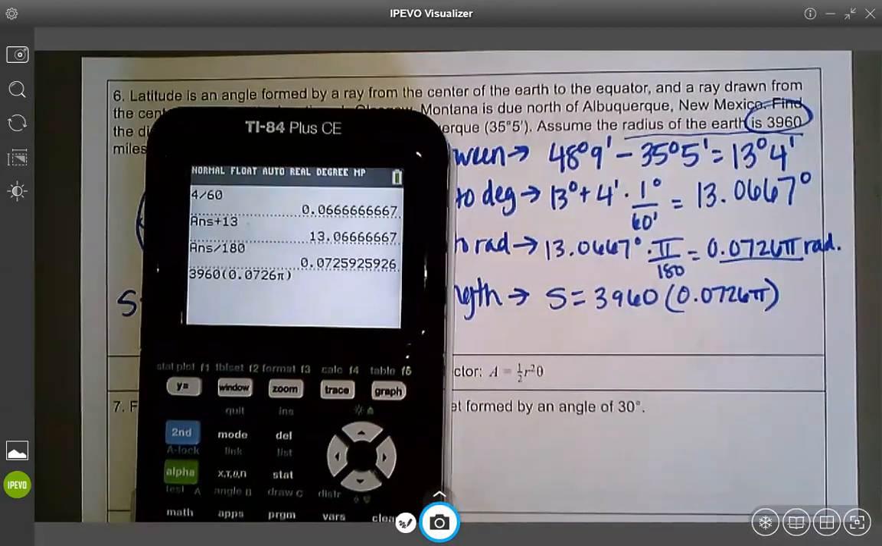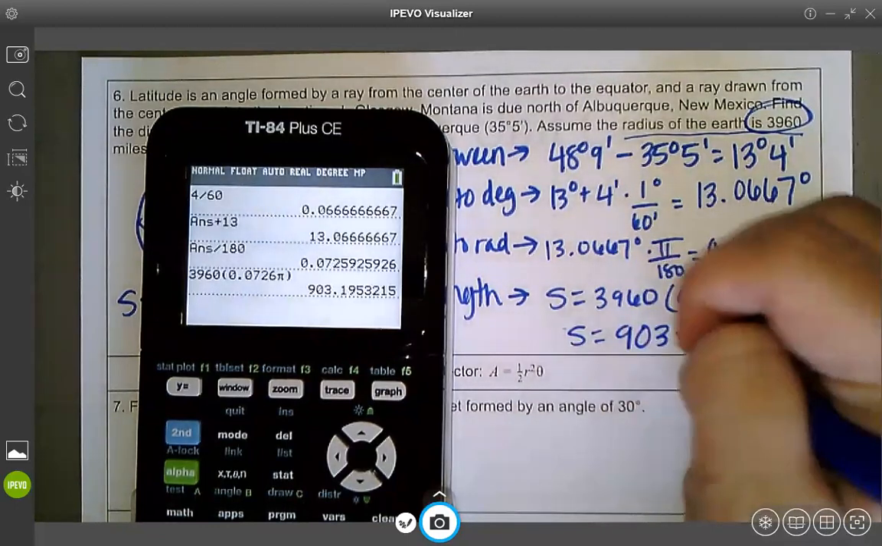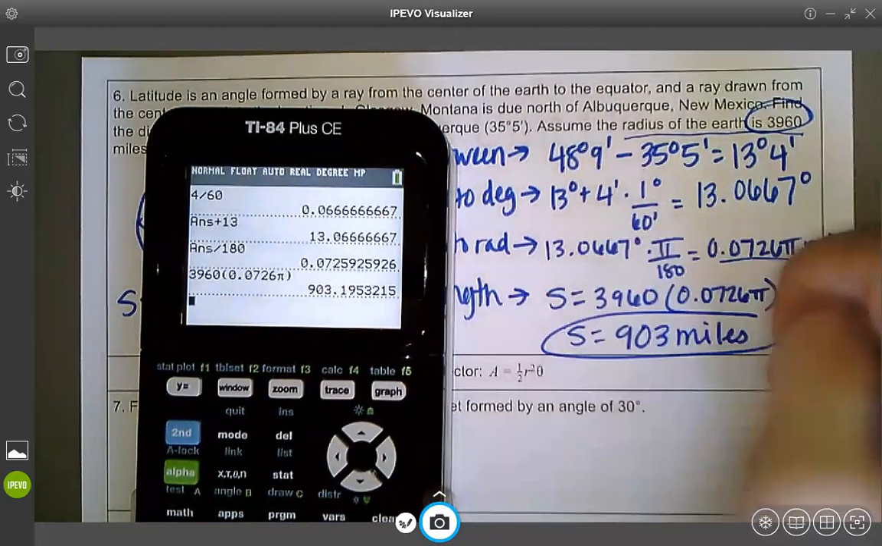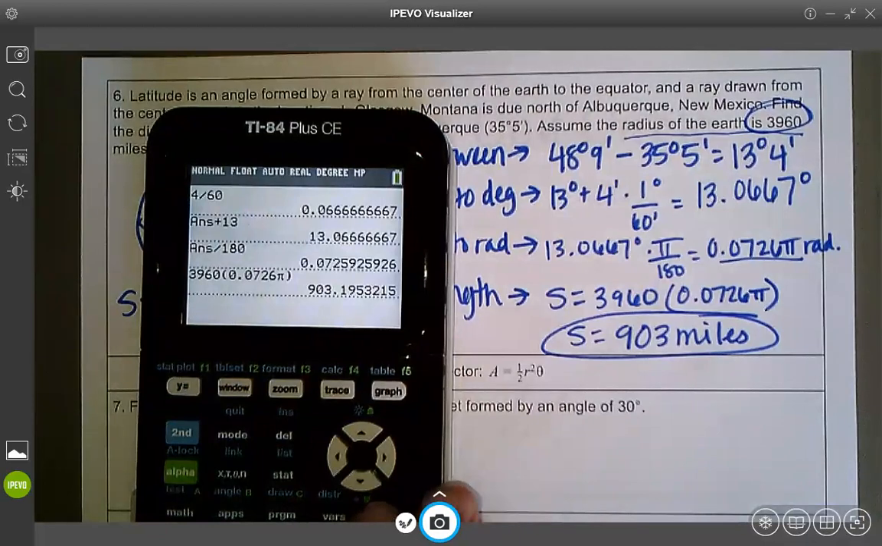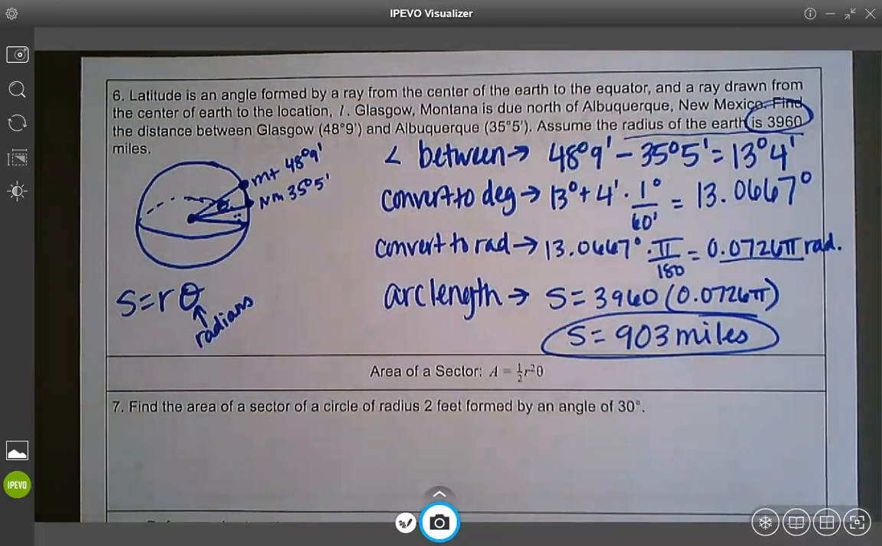Use your pi button anytime you plug it into the calculator, and you get 9.03. We're just going to round to the nearest mile. Or 9.03, 903, sorry, miles. So those two places are roughly 903 miles apart on the surface of the earth. I just think that's a cool problem because it's so applicable. Questions on that one?